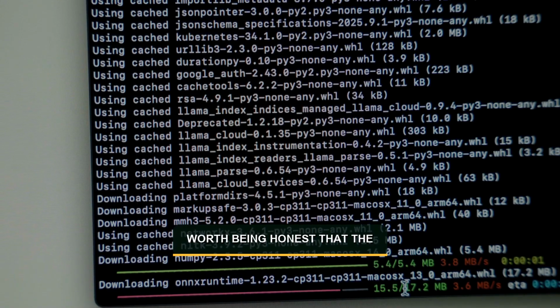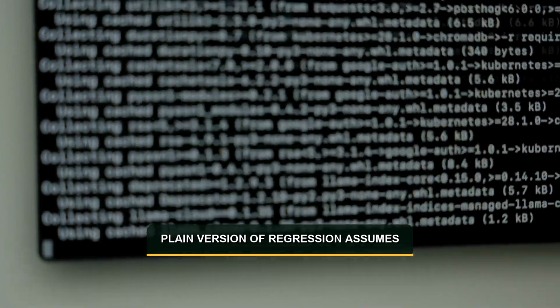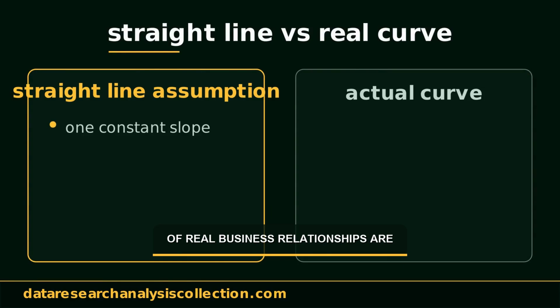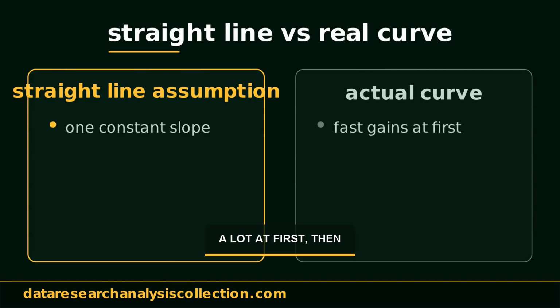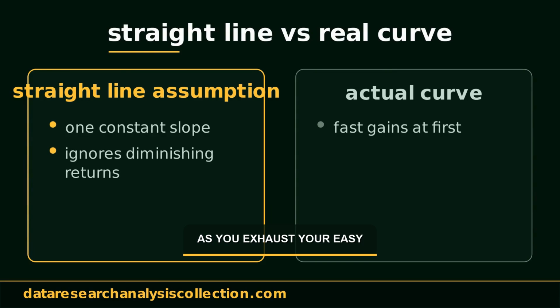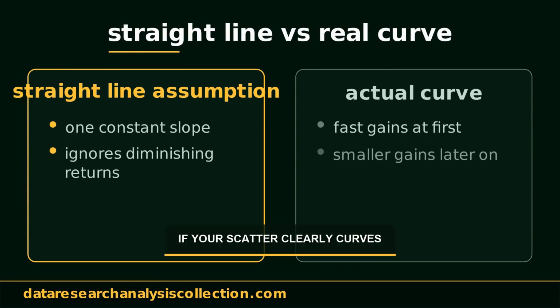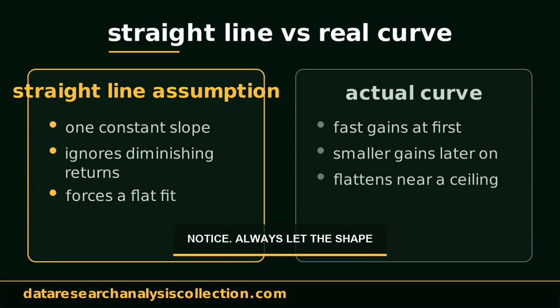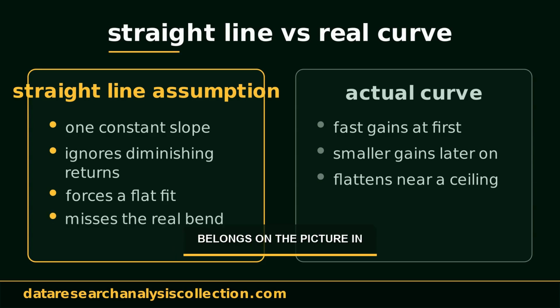It is worth being honest that the plain version of regression assumes a straight line, and plenty of real business relationships are not straight at all. Spending more on ads often helps a lot at first, then helps less, then barely helps as you exhaust your easy audience. If your scatter clearly curves like that, forcing a straight ruler through it will flatten out and hide the very bend you most needed to notice. Always let the shape of the dots tell you whether a straight line even belongs on the picture in the first place.